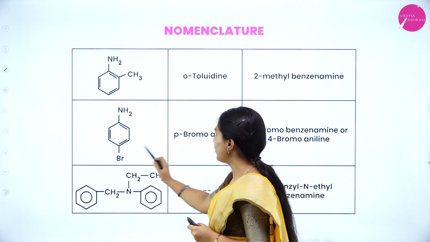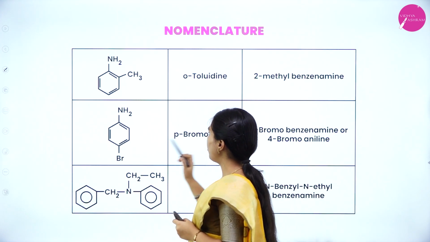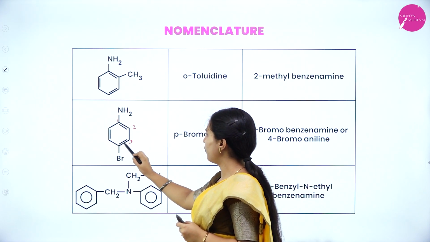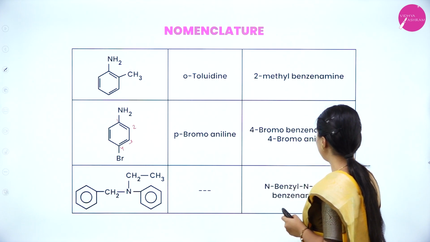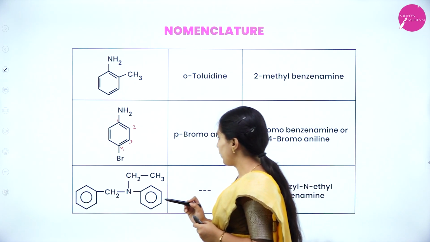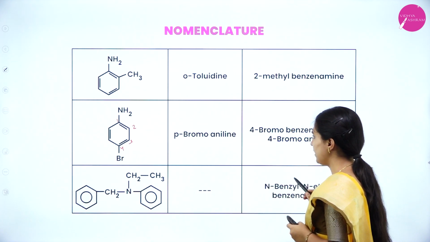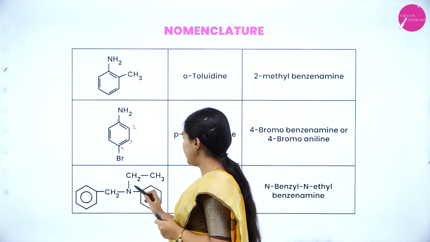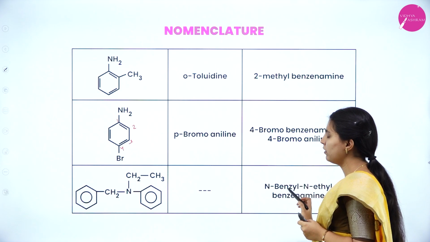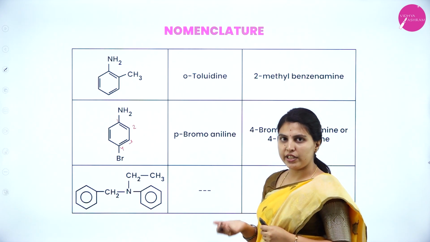Here para-bromoaniline, because at the para position bromine has been placed. In IUPAC 4-bromobenzenamine, because from NH2 only you have to start numbering 1, 2, 3, 4. So 4-bromobenzenamine or 4-bromoaniline you can write. This one no common name. N-benzyl, N-ethyl benzenamine. Okay. This is how we are going to name amine and its derivatives.